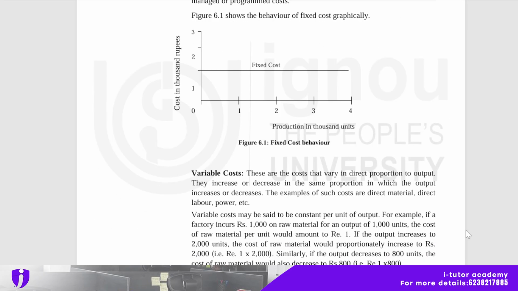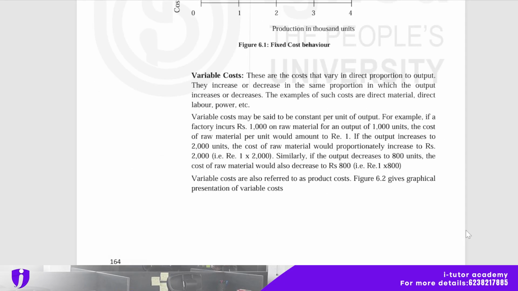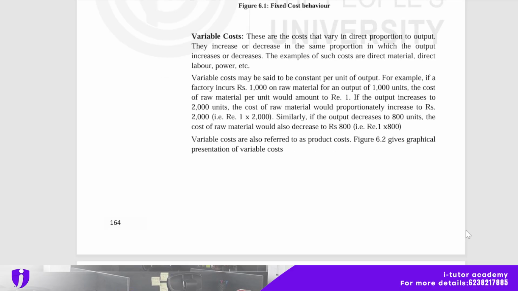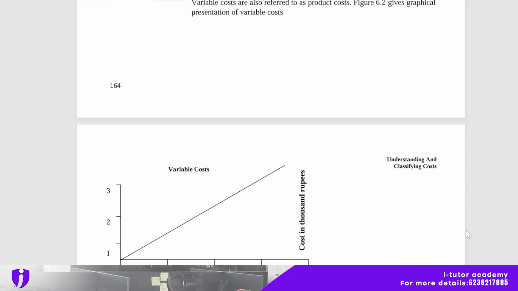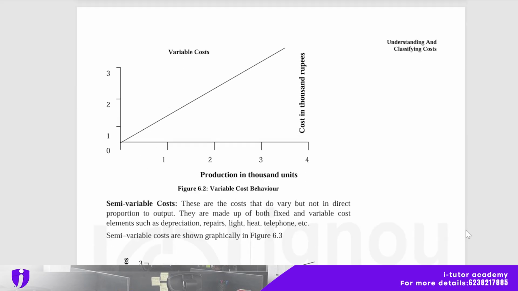So example is here, fixed cost behavior, and this is a chart that shows the behavior of fixed cost graphically. And variable cost: these are the costs that vary in direct proportion to output. They increase or decrease in the same proportion in which the output increases or decreases. Examples of such costs are direct material, direct labor, power, etc. And here is also one table, variable cost behavior. You just go through it.